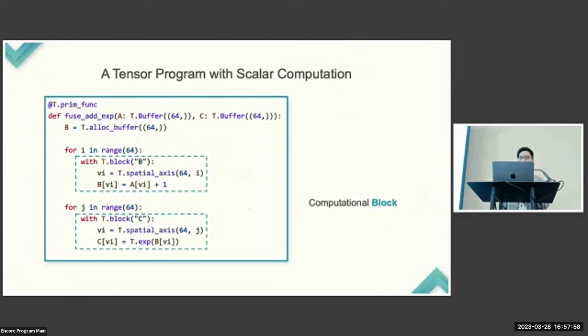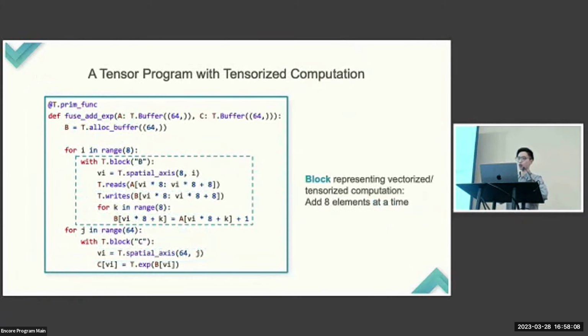Let's start with a simple scalar program. As we can see in this program, we have added 2 blocks here, which wrap the innermost computational body. We take a further step and transform the previous program a bit. Please take a look at block B in this program. It is a vectorized, or what we call tensorized, block now, which computes 8 elements at the same time. Notably, we explicitly mark the read-write region of this block. That information will make the block transparent from the outside, even though the block body is opaque.